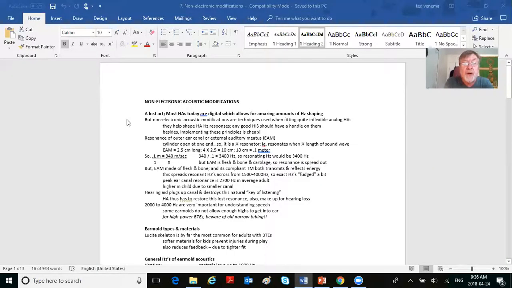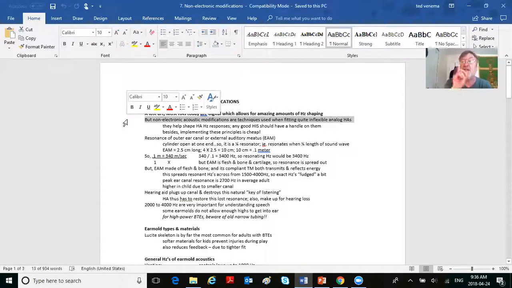Non-electronic acoustic modifications are ways that we can shape the frequency response without ever touching any of the electronics. Just the shape of the hearing aid itself. Then you think about these things. If I pull my little sample out here, we'll take a look at some hearing aids, just for the sheer heck of it. Okay, let's see. Stop sharing. Okay, here we go.